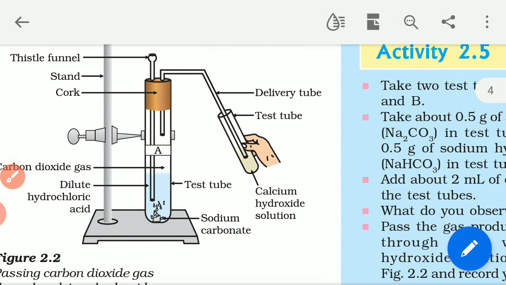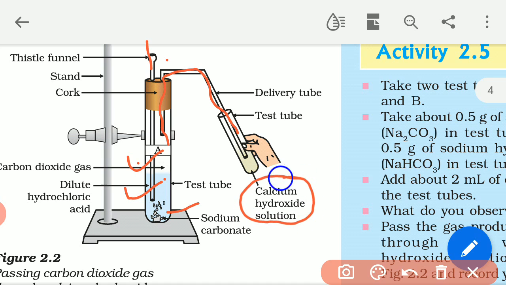First of all, we see the diagram. Here in the diagram, this is the test tube, marked A. Take a second test tube and mark it B. With the help of the thistle funnel, add the dilute hydrochloric acid. Now here is a sodium carbonate piece. Now a chemical reaction takes place between them. Gas is produced. The gas is passed with the help of a delivery tube into a test tube containing calcium hydroxide solution. It becomes whitish in color.